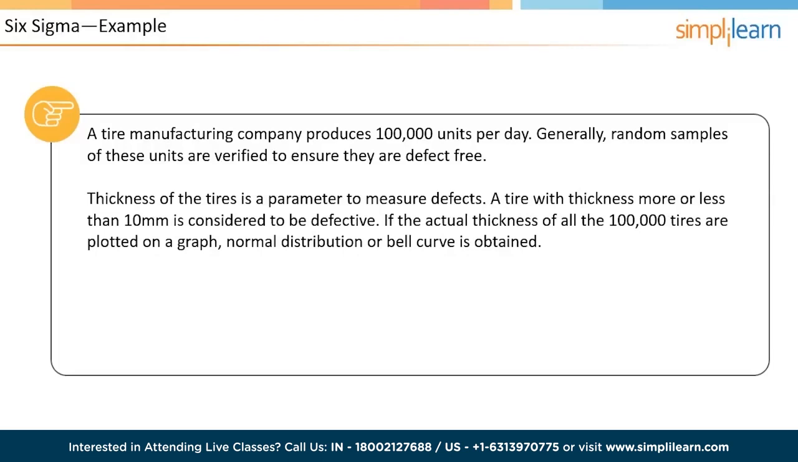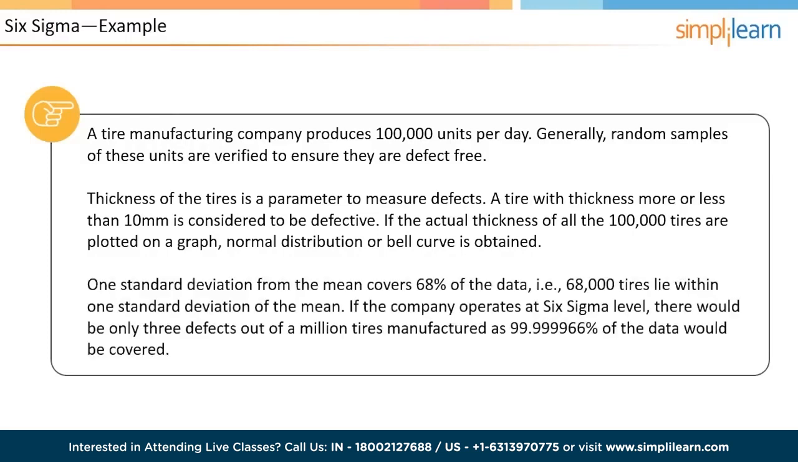Now, if you measure the actual thickness of all 100,000 tires manufactured daily and plot them on a graph, you get a normal distribution graph. One standard deviation from the mean covers 68% of the data, meaning if the thickness of the 100,000 tires are plotted, 68,000 of them lie within one standard deviation above or below the mean. Now, if a company operates at Six Sigma level, they would ensure that all tires that are up to 6 standard deviations from the mean are defect-free. Therefore, in such cases, you can expect only 3 defective tires out of 1,000,000 tires manufactured.